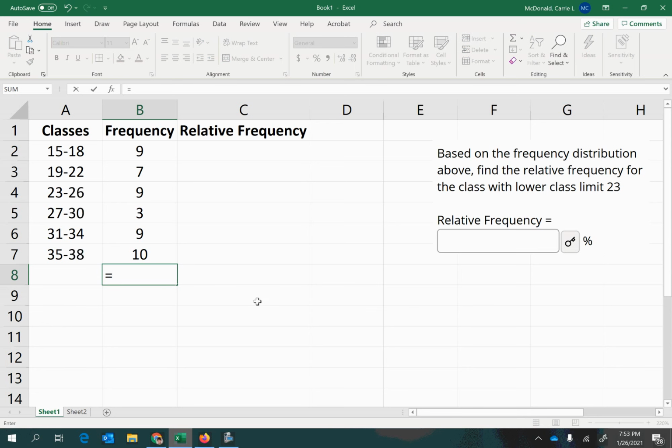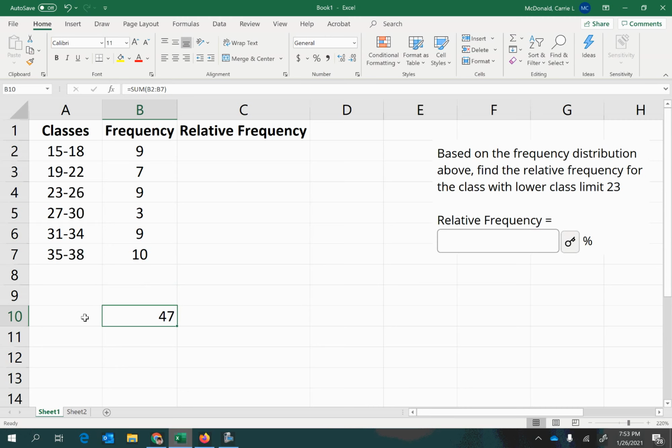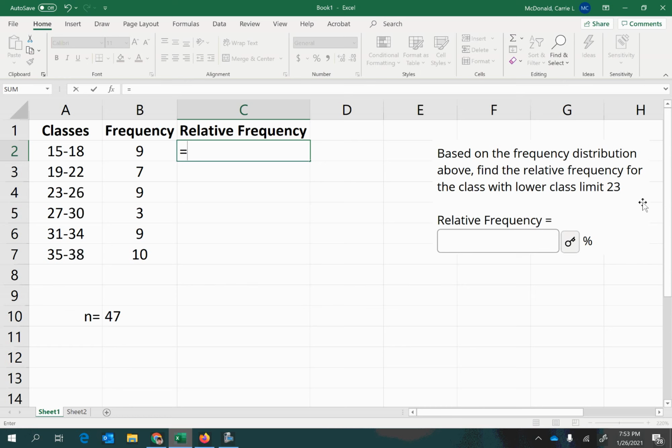First of all, we need to find the sample size. The sample size is how many students in each class added all together. So we can just use the sum function to add up all the frequencies. And there we see that our sample size, n, is 47. And we're going to use that to answer the next part of our question, which is what is the relative frequency of each class? So we start with an equal sign, then we click on the frequency of that class and then divide by the sample size, which in this case is 47.